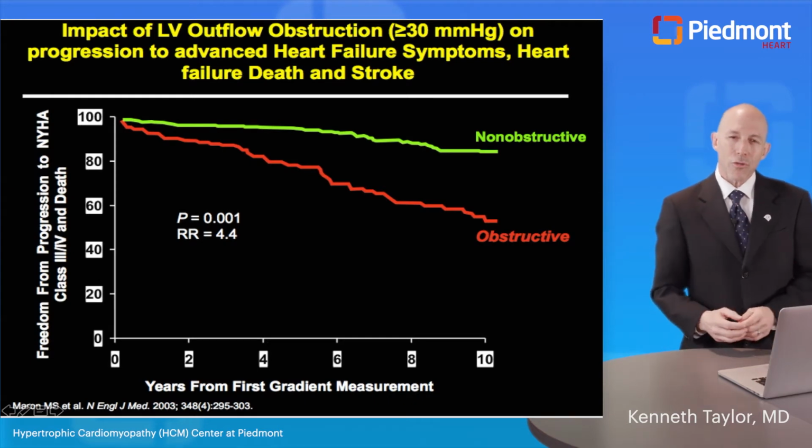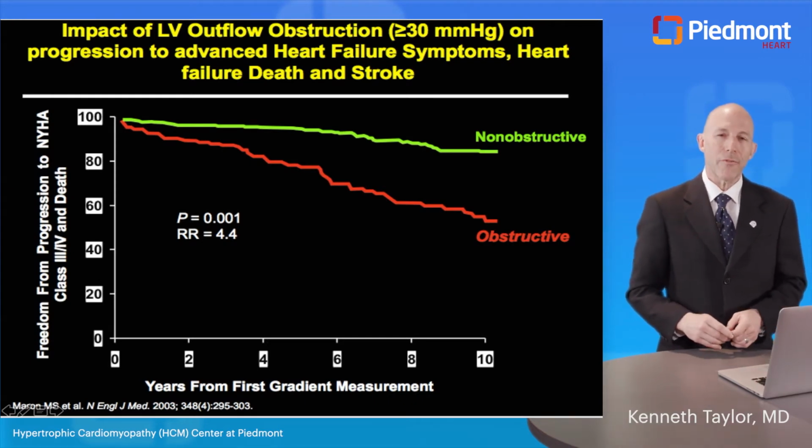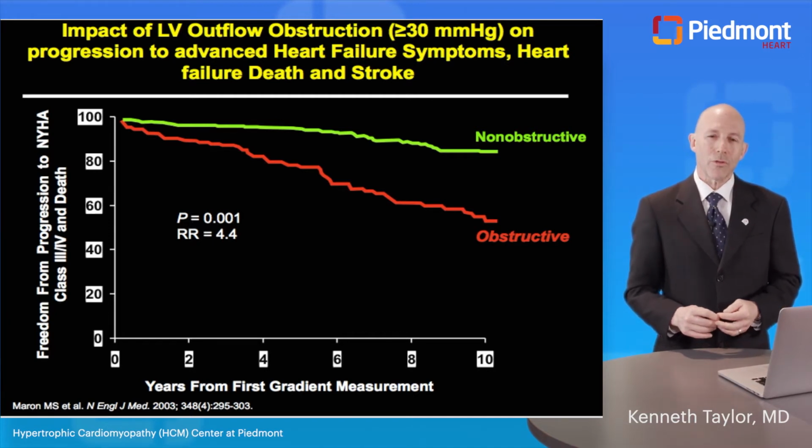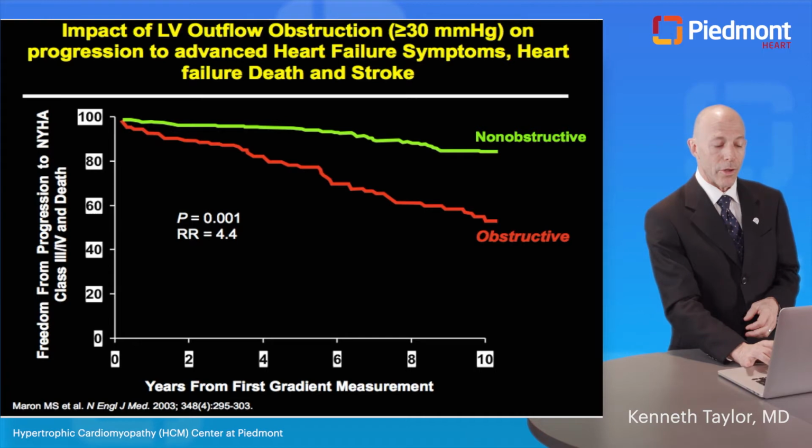The degree of obstruction that a patient may have does affect their outcomes. And these are data from Artie Marin suggesting that patients who are obstructive have poorer outcomes in terms of heart failure, death, and stroke compared to those who are non-obstructive.